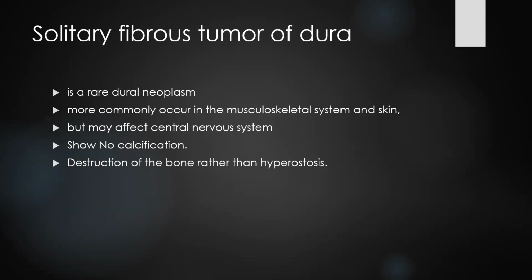Another differential diagnosis, solitary fibrous tumor of the dura, is a rare dural neoplasm, more commonly occurring in the musculoskeletal system and the skin, but may affect the central nervous system. It shows no calcification, and destruction of bone rather than hyperostosis.